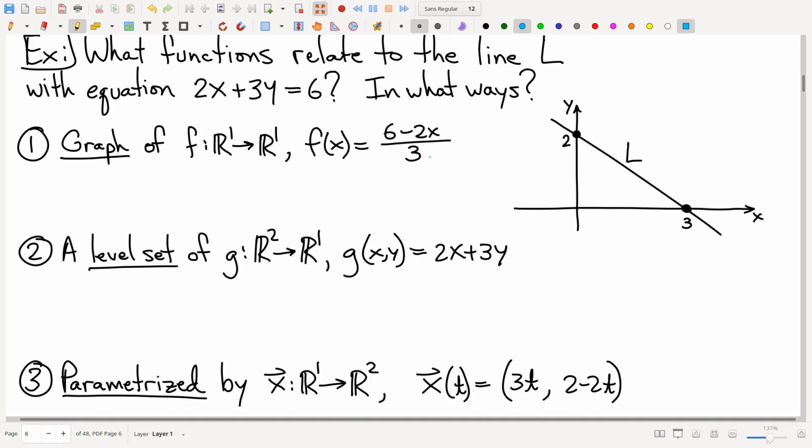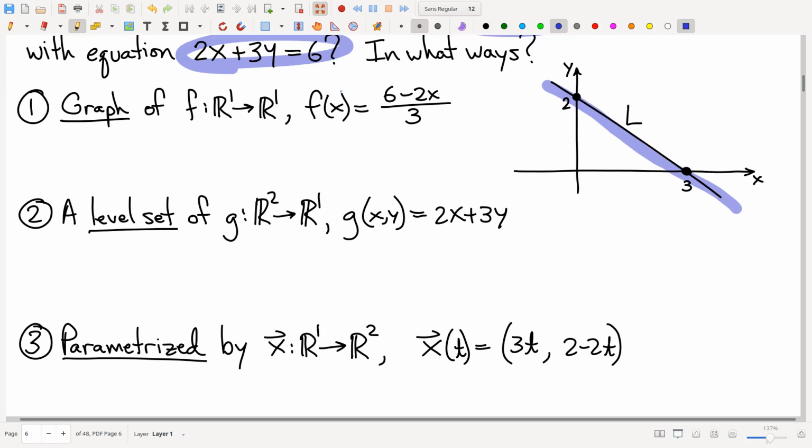Let's ask, what functions can we use to help us understand this line L? And just to get the ball rolling, I'm going to give you the equation of that line right there. So what functions does this represent? Well, when you want to talk about a relationship between a geometric object like a line and an algebraic object like a function, well, again, you got to be specific. Are we connecting these by way of the graph construction or the level set construction?